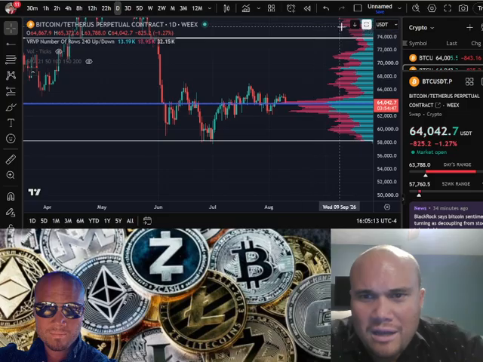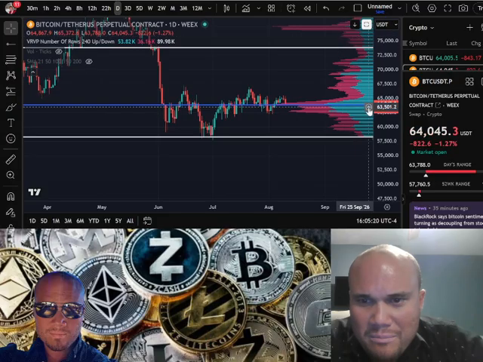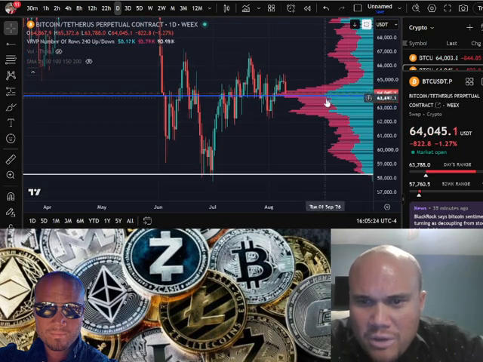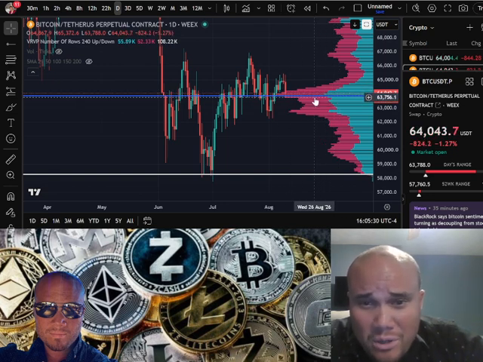I'm just going to go over the basic components of this VRVP indicator. Right here, it looks like a heat map, and the green is showing all the buys at a certain price level, and the red or magenta, if you want to call it that, is showing all the sells at a certain price level.